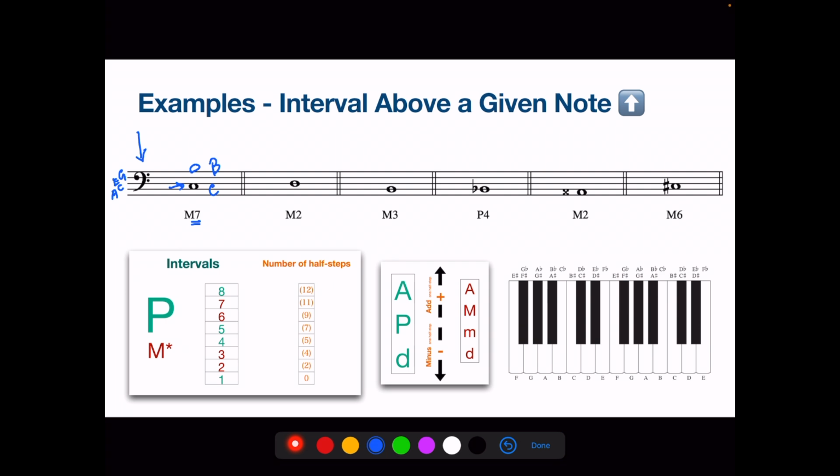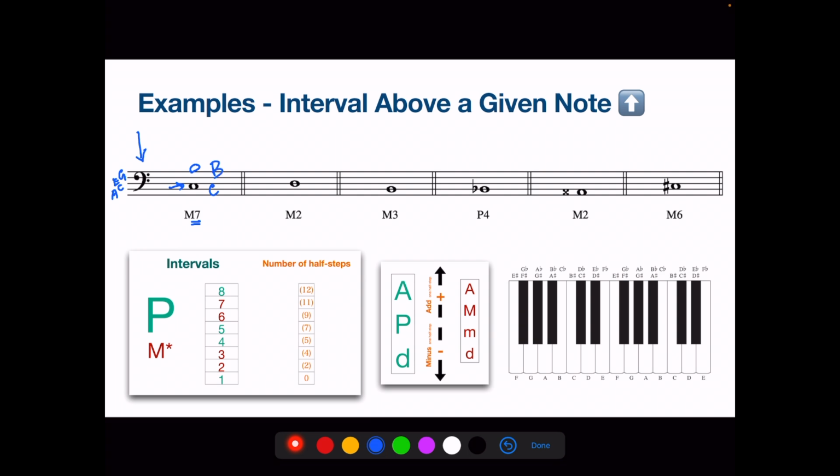And now, based on what we know, a major seventh has 11 half steps. So let's see if we start from C and count up 11 half steps, do we get to B? From C, 11 half steps up, it's going to be 1, 2, 3, 4, 5, 6, 7, 8, 9, 10, 11. So this is a major seventh. Good. Moving on. Let me delete the writings.